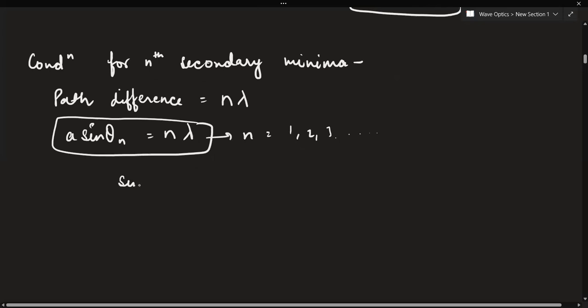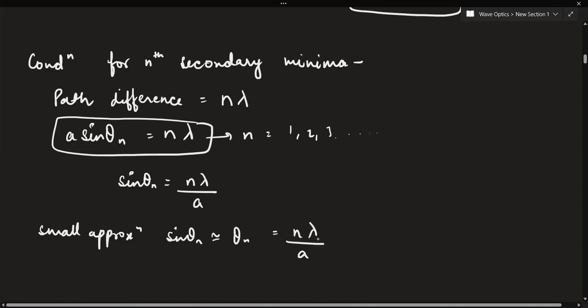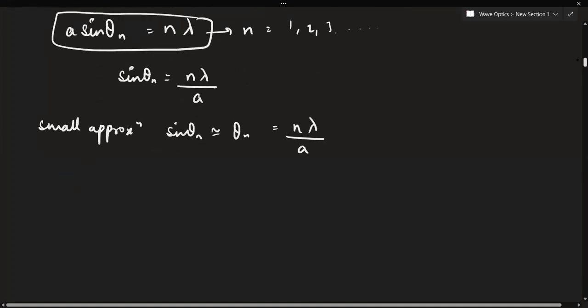And if you have to calculate sine theta for the nth, say let's say some nth secondary minimum, it would be n lambda divided by a. And if you use small angle approximation, according to small angle approximation, sine theta is almost equal to theta. So theta will be equal to n lambda by a. So this is for the angular, if you wish to calculate for the nth secondary minima.